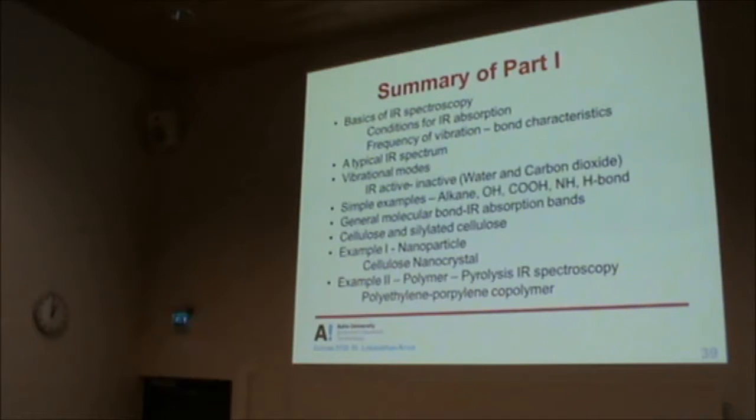And then we moved on to characterizing a nanoparticle reaction where we saw a cellulose nanocrystal being modified with a cationic surfactant. And then we moved on to characterizing a copolymer, polyethylene, polypropylene, where we used pyrolysis to convert polyethylene to vinyl group, polypropylene to vinylidene group, and that gave a difference in the peak intensity corresponding to the CH out of plane band, and that was the basis of quantitative characterization of this copolymer.